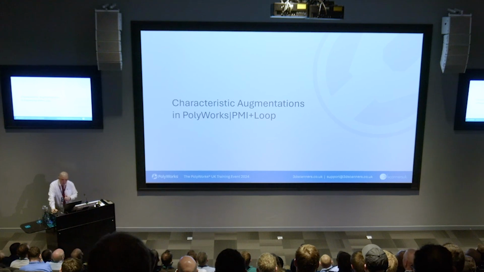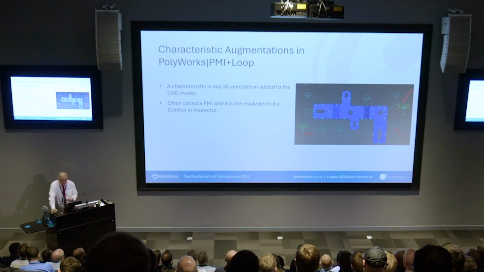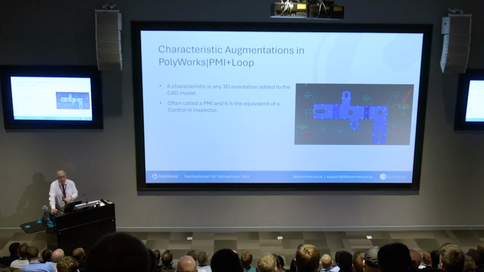On our last topic, we're going to look at PolyWorks PMI Plus Loop, specifically to do with characteristic augmentations. If you're not familiar with the term characteristics, these are any 3D annotations that you typically find attached to your CAD models, often called PMI, and it's the equivalent in PolyWorks of a control.